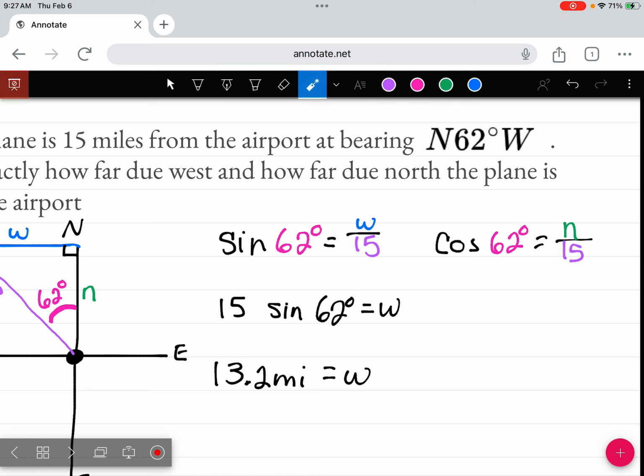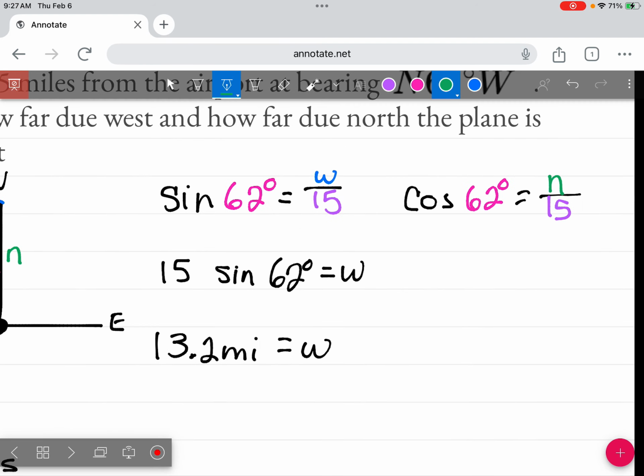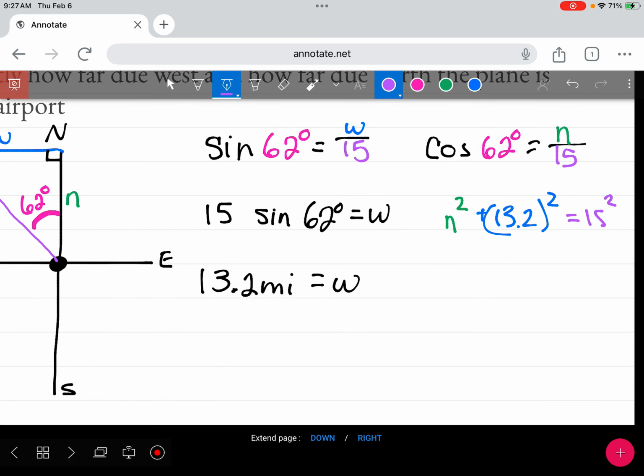It genuinely does not matter which one of these you do. You can even do both if you feel like it. Totally fine. It should give you the exact same answer as if we do Pythagorean theorem. If not, it'll be off by minutia of decimals. So you can either do that, or we can take our n squared plus the 13.2 for the w squared and equal it to the 15 squared. Either way is fine. How many miles north are they from the airport?